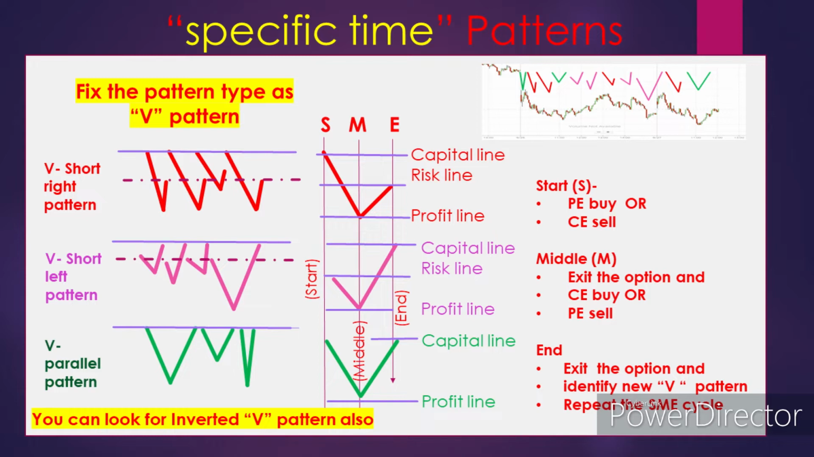But in the third scenario, the V pattern starts and ends with the capital line and there is no question of the risk line. Thus, this specific time with the V-type pattern enables the trader to gain 2 times the profit compared to the short right or short left options.